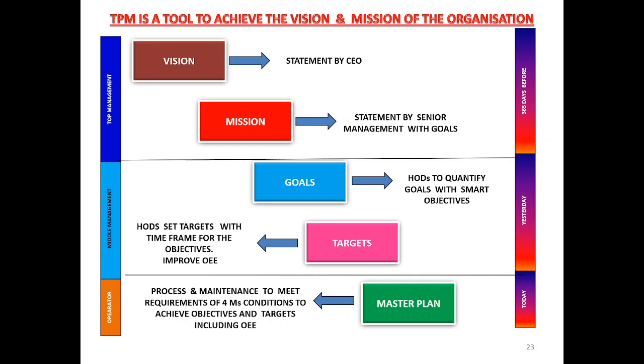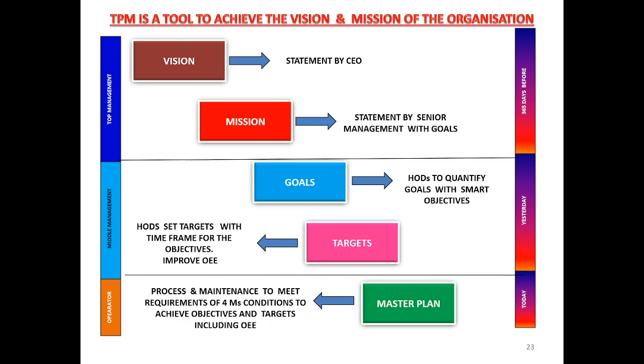For achieving the SMART objectives with targets and improving OEE, both process and maintenance along with administration personnel ensure the requirements of 4M conditions at the shop floor are in place. Let's see what are the 4M requirements. It is manpower, machine, methods, and materials. For manpower, ensure sufficient training is given to all employees so that they have all the skills and do what is expected of them safely, consistently, and effectively.